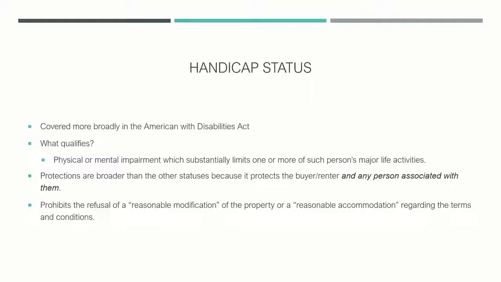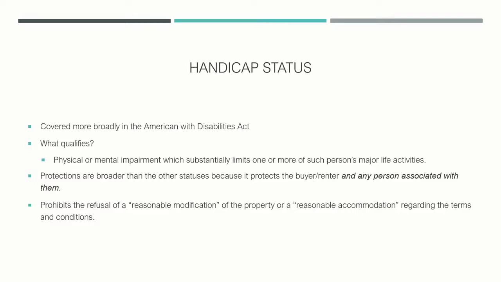A little bit about handicap status. It's covered more broadly in the Americans with Disabilities Act, but let's talk a little bit about what qualifies. For example, a physical or mental impairment which substantially limits one or more of a person's major life activities. Protections are broader than the other statuses because it protects the buyer or the tenant and any person associated with them.